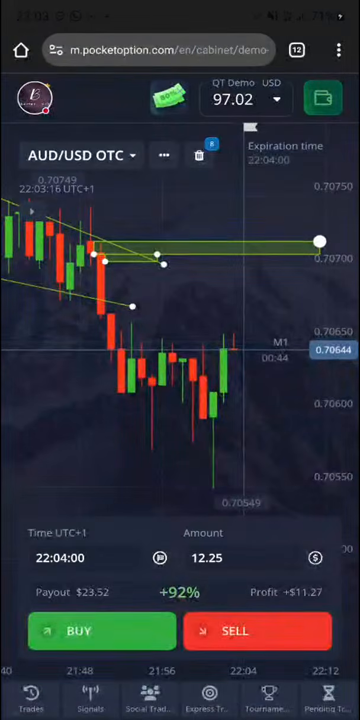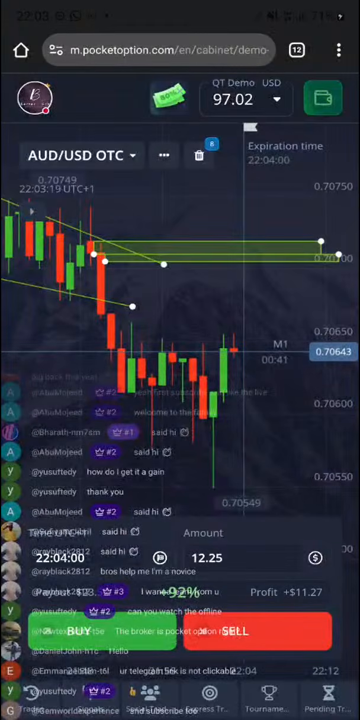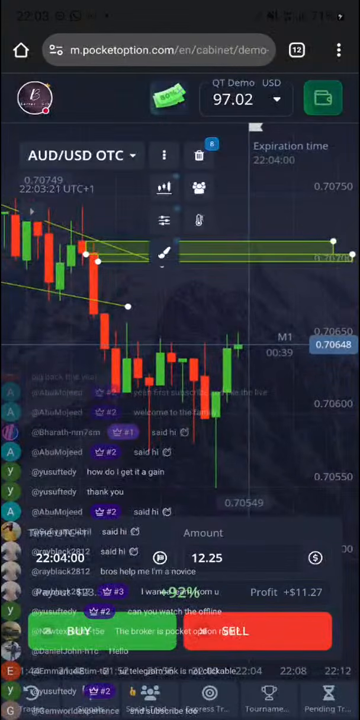We have an opportunity here. So if price comes back here, we can take a trade.